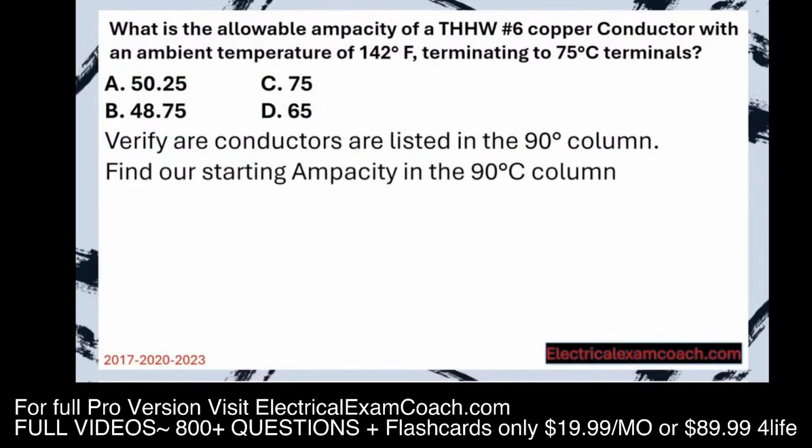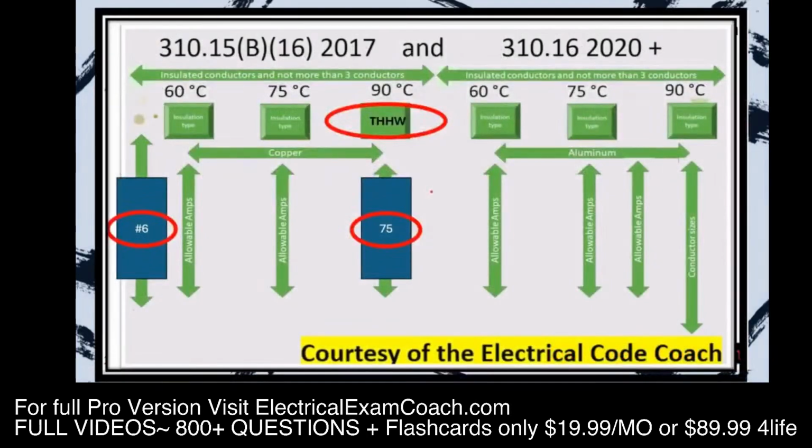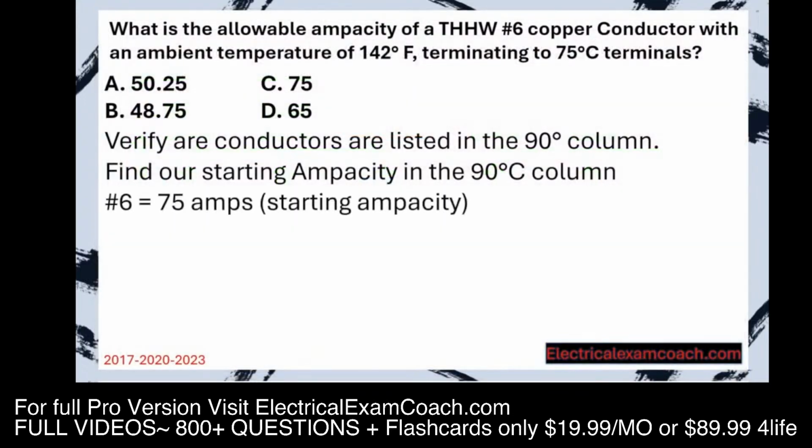Now we're going to find our starting ampacity in the 90-degree C column. We head back to that table. We're going to start over here and find our number 6. Then we're going to cross over and find its ampacity in the 90-degree C. And in this case, it's 75. We're going to take our number 6 at 75.